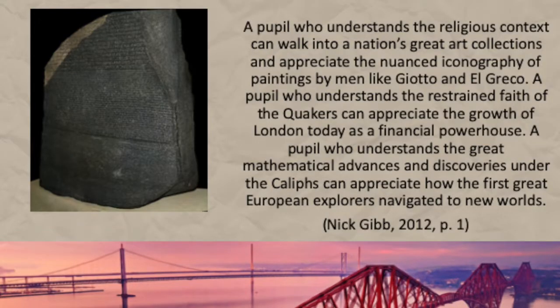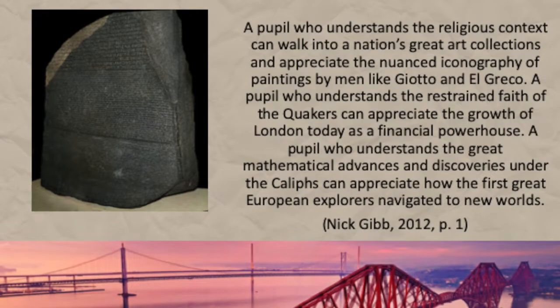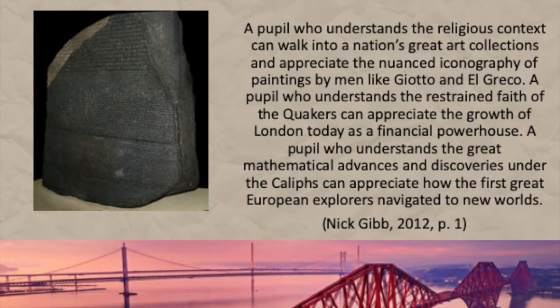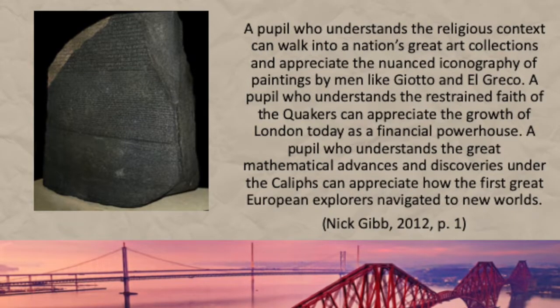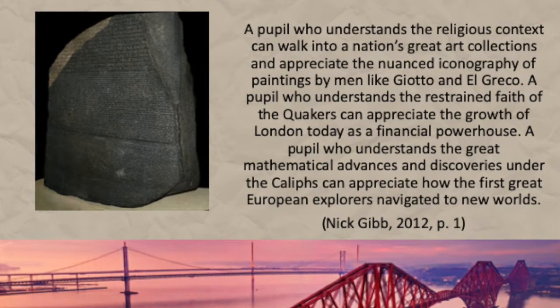And Nick Gibb, who was then schools minister and is also currently schools minister, said something similar. He said around the same time, a pupil who understands the religious context can walk into a nation's great art collections and appreciate the nuanced iconography of paintings by men like Giotto and El Greco. And then he carries on with some other things. And he called RE a Rosetta Stone, which is a lovely image. And what he said is that RE is a Rosetta Stone to understand other subjects.